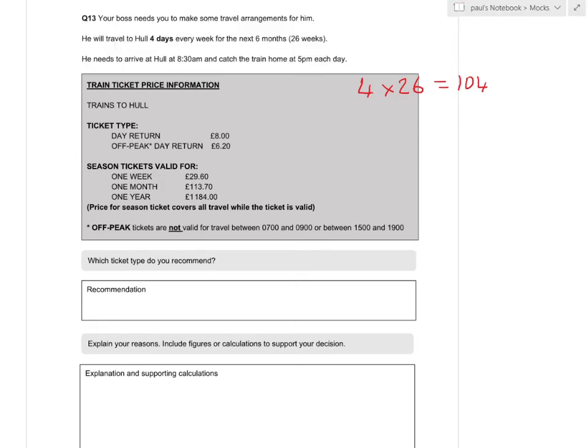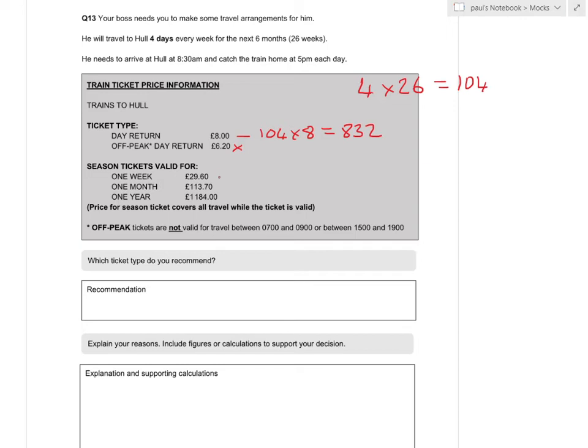So a day return, this one, is going to be 104 times £8, which is going to cost him £832. Off-peak day return. Off-peaks are not valid between 7 and 9. So he needs to arrive at Hull at 8:30 and 5 p.m. Yeah, so he can't use off-peaks.